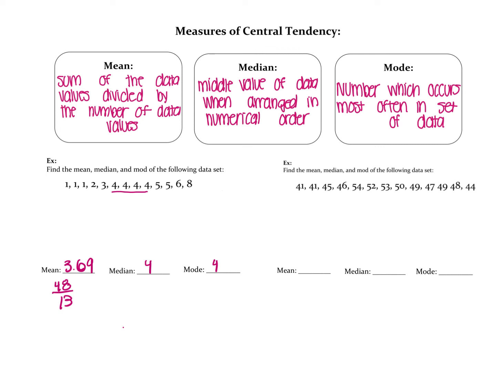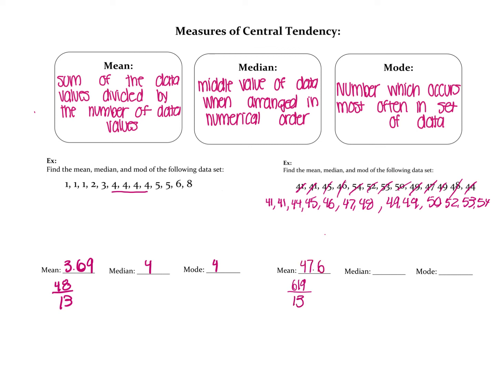Over here on this other problem, the first thing we have to do is put our numbers in order from least to greatest, because that's going to make finding our median a little easier, so we'll do that first. All right, I've arranged the numbers in order, and now we're going to find our mean, median, and mode. To find the mean, we add up all the numbers and divide by however many numbers we have. When I add up all the numbers, I get 619. There are 13 numbers, so I do 619 divided by 13, which gives me 47.6.